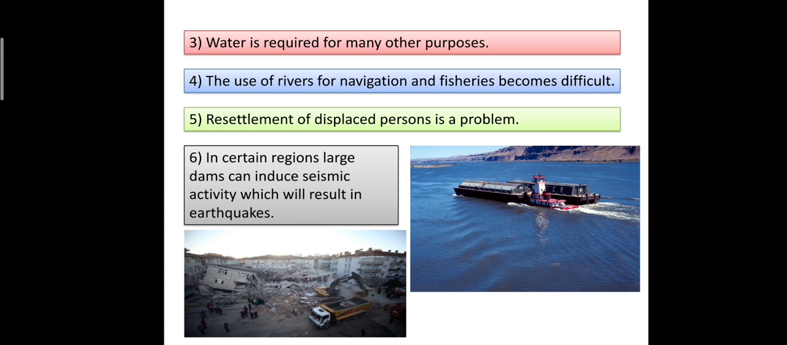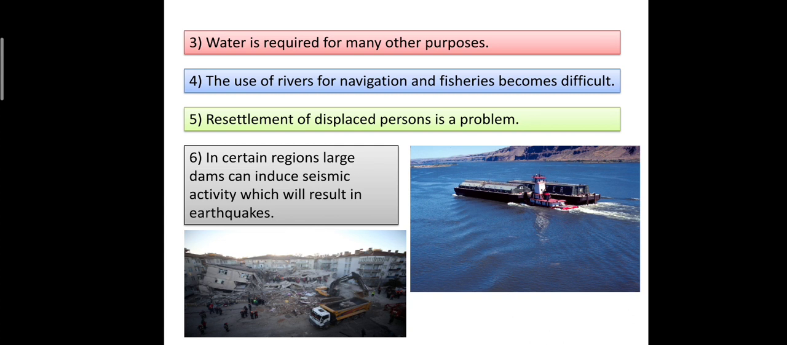Also, one point is that in certain regions dams can produce earthquakes, that means seismic activity. There is a great possibility of this occurring around the Tehri Dam and the Himalayan foothills. So, there are situations where an earthquake happens suddenly because of hydroelectric power.